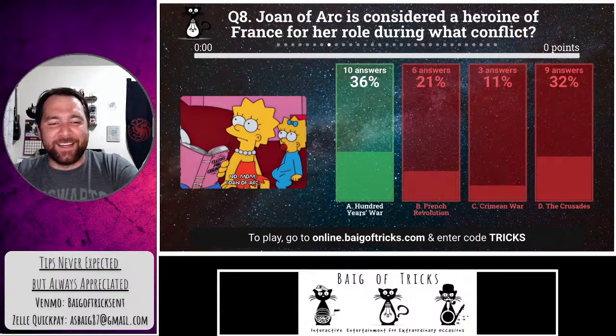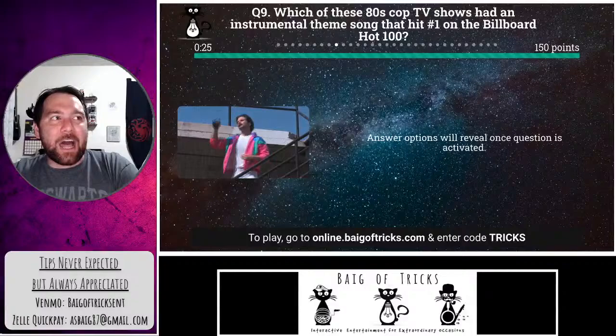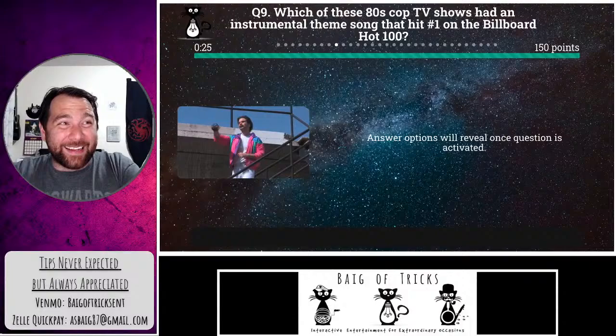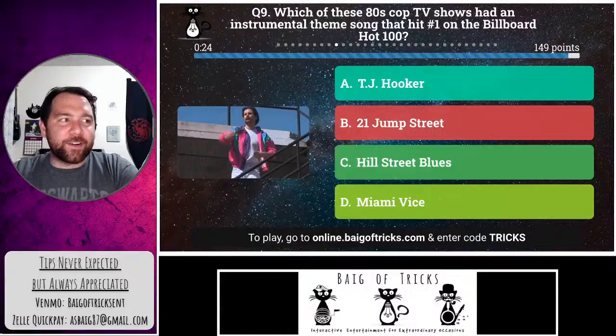Question number 9. Which of the following 80s cop TV shows had an instrumental theme song that hit number 1 on the Billboard Hot 100 charts? Was it T.J. Hooker, 21 Jump Street, Hill Street Blues, or Miami Vice?